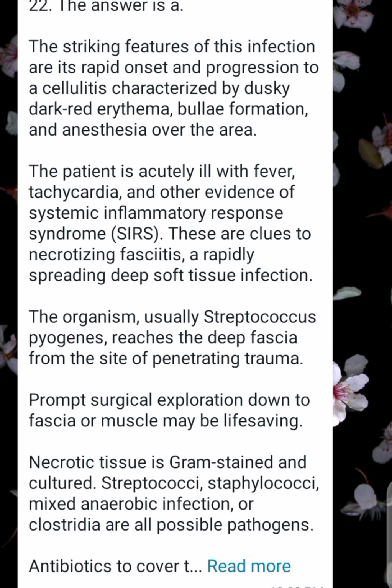The organism, usually Streptococcus pyogenes, reaches the deep fascia from the site of penetrating trauma. Prompt surgical exploration down to the fascia or muscle may be life-saving. Necrotic tissue is gram-stained and cultured. Streptococci, staphylococci, mixed anaerobic infection, or clostridia are all possible pathogens.